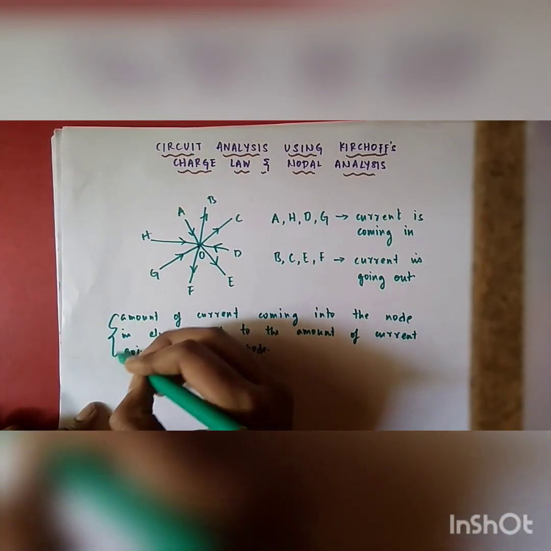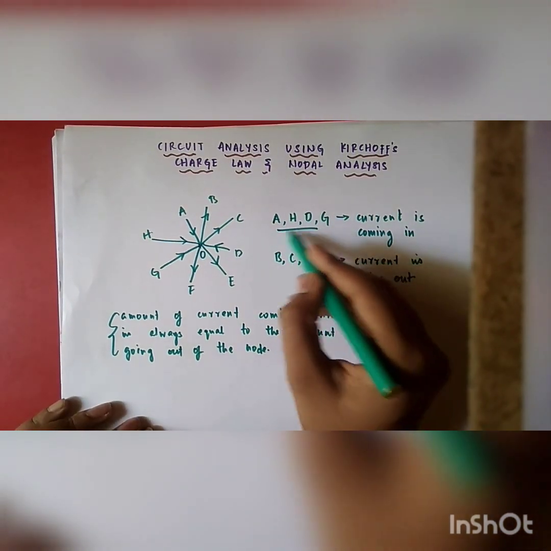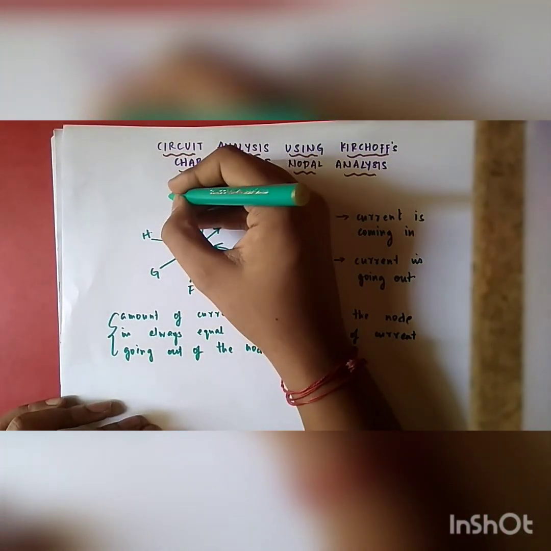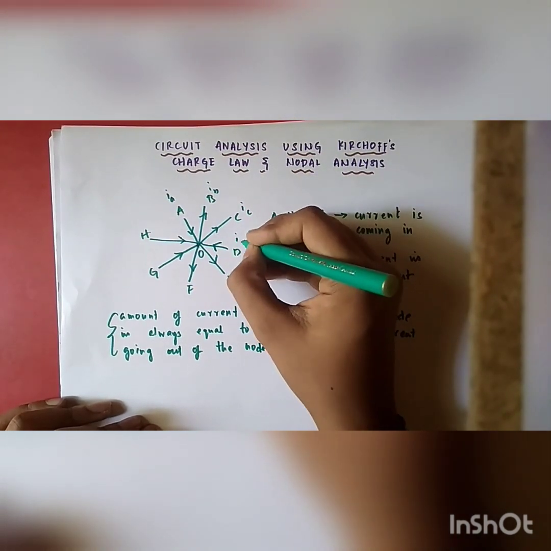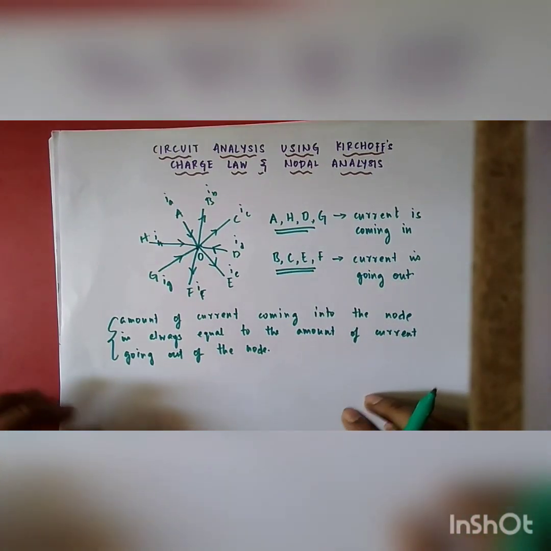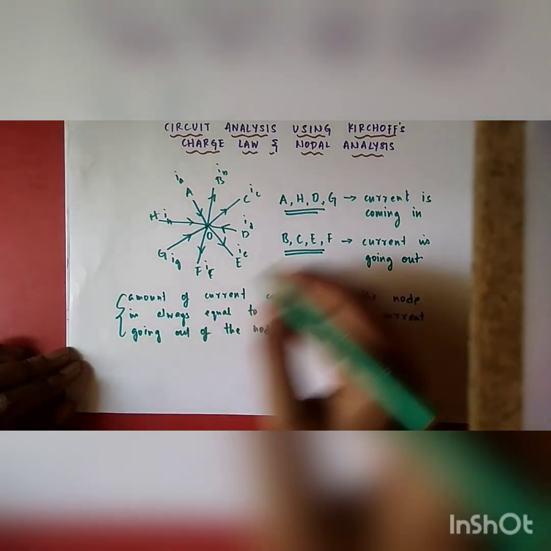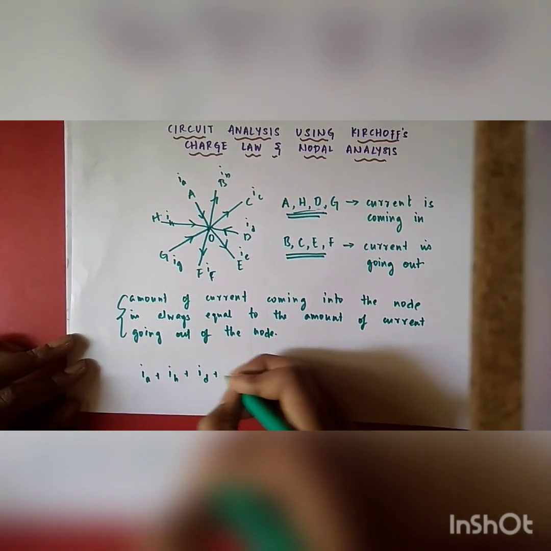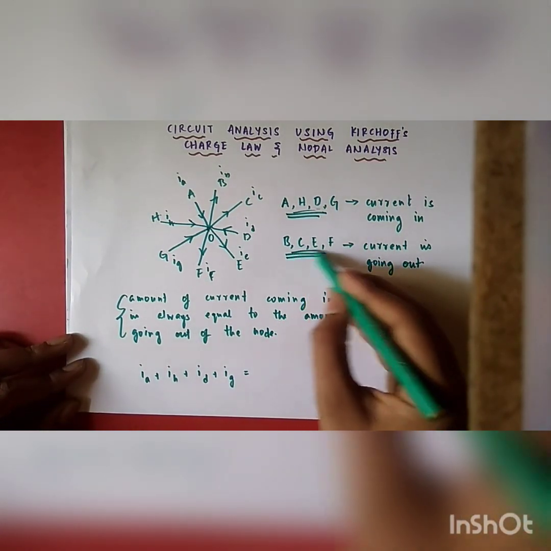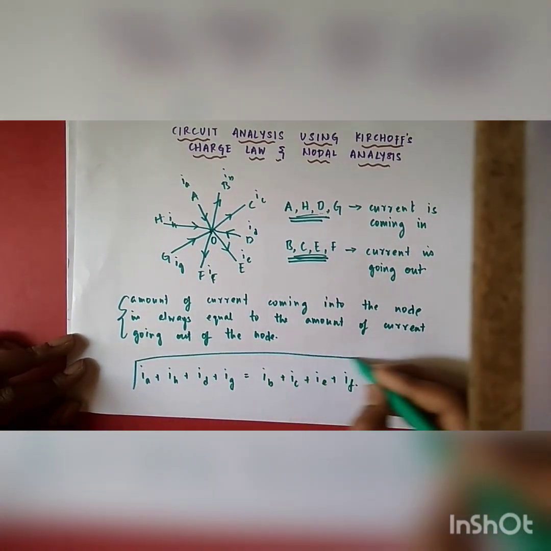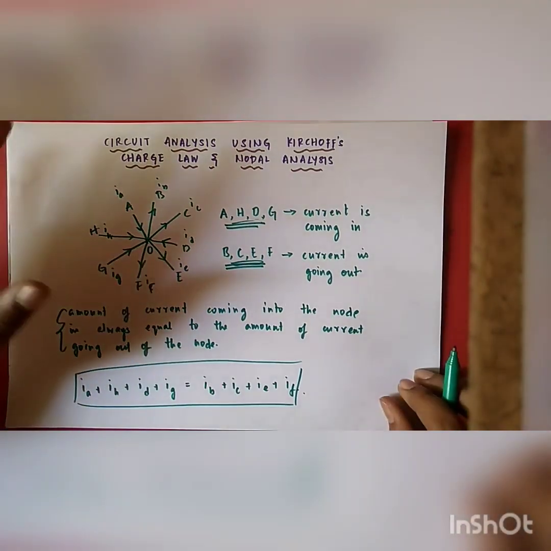So this is basically Kirchhoff's charge law, and we can simply apply it after understanding the statement. If you have clearly understood it, the amount of current coming through A, H, D, G is equal to the amount of current going through B, C, E, F. Now if we name these currents IA, IB, IC, ID, IE, IF, IG, IH, then we can easily conclude that the current coming in through these wires, IA plus IH plus ID plus IG, is equal to the current going out through these wires, IB plus IC plus IE plus IF. This is Kirchhoff's charge law for this particular diagram.